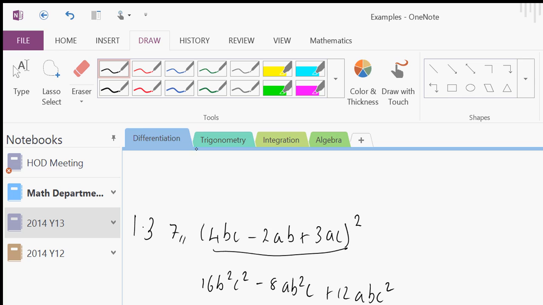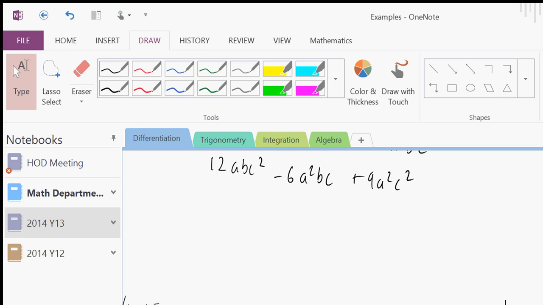Then I'll do the next one, which is the minus 2ab, which would then get me a minus 8ab squared c, and then a plus 4a squared b squared, and then a minus 6a squared bc. Then multiply the last one, which is a 3ac, would get me 12abc squared minus 6a squared bc plus 9a squared c squared. Then all you've got to do is get all of the common terms together, which I'll leave to you. You just go through and simplify by putting the terms together.